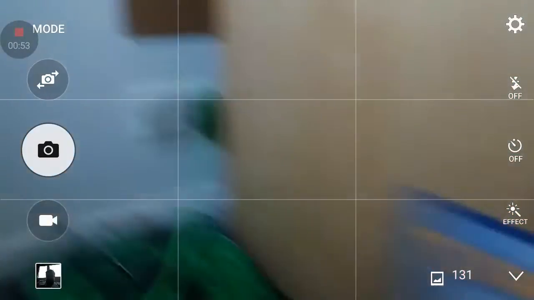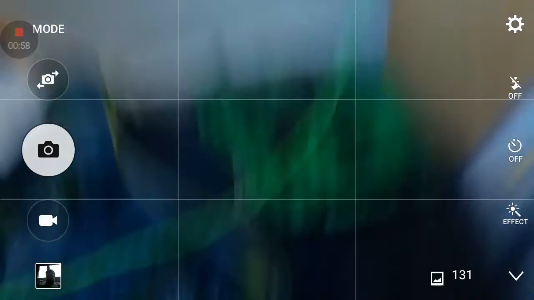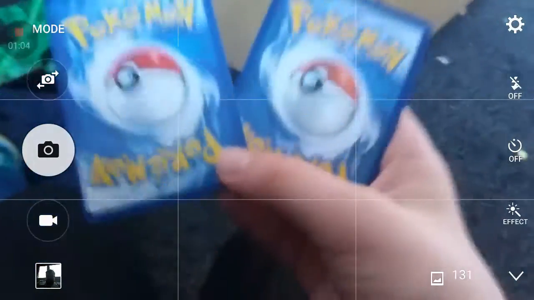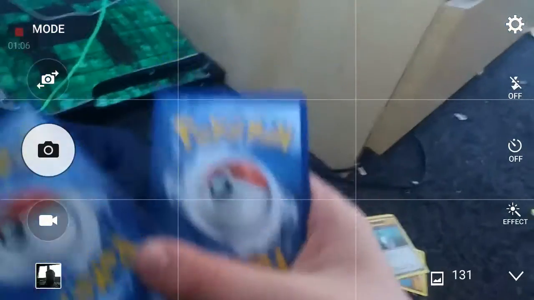Actually, let me try and find that real card. Here we go. You can tell this is real. I don't think you guys can see the difference because my camera's quite bad. Let me put my camera down. Look at the difference of these two cards. This one, see, this one's the real card. This is real.